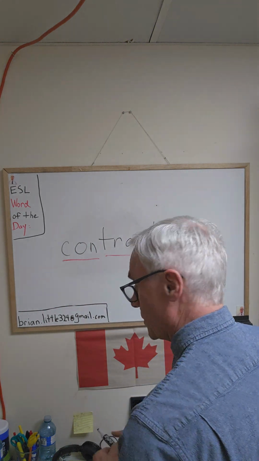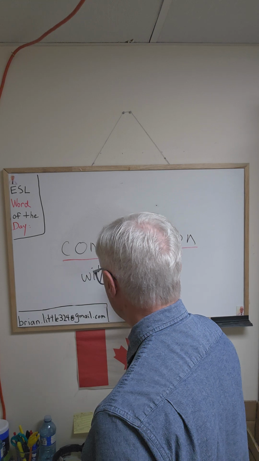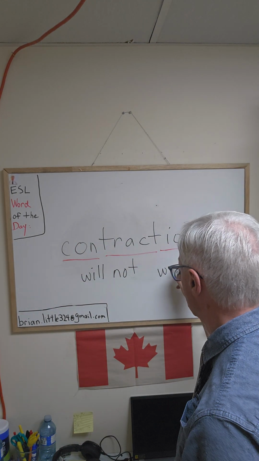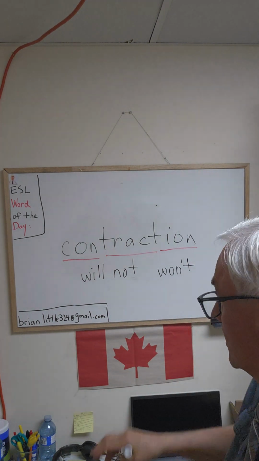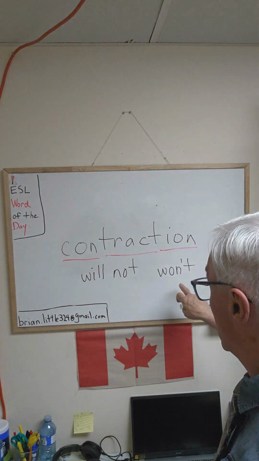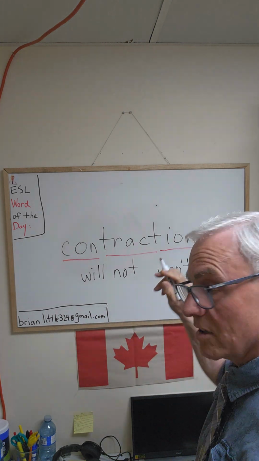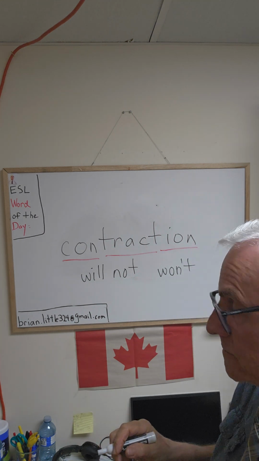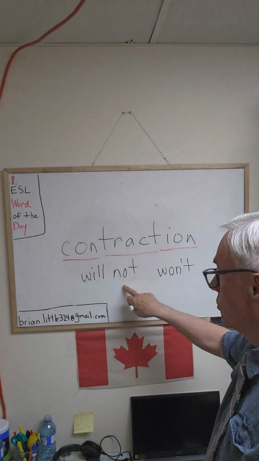An example of a contraction, all right? If I take two words, will, not, as a contraction, will be won't. You see? That's a contraction. This is the contraction right here. I took two words, made it into one. So when you see that comma on top, this is called a contraction of these two words.